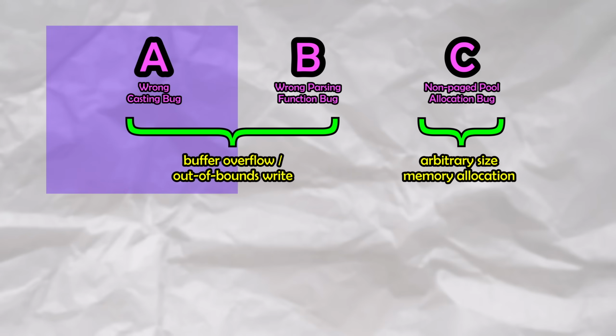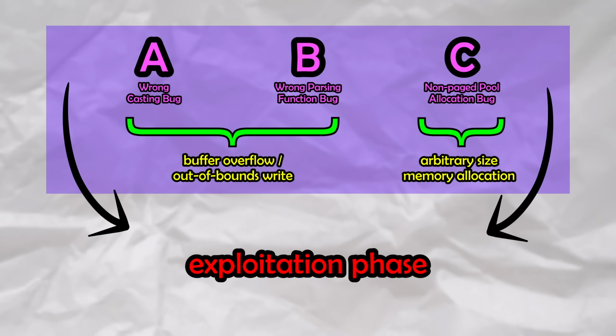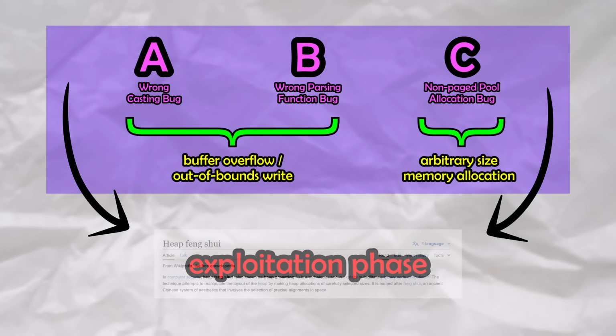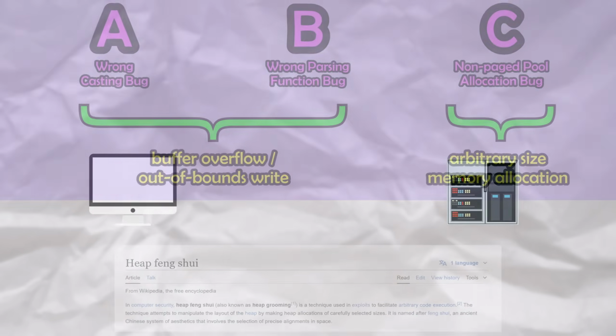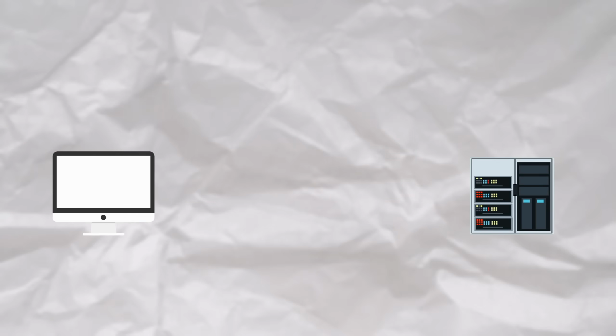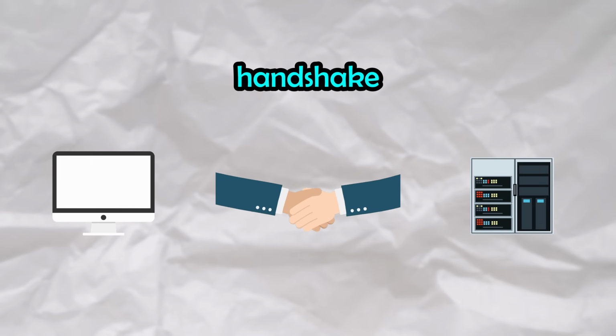However, all of these bugs are going to come together in the exploitation phase, where the non-paged pool of the target machine will be remotely groomed through a precisely choreographed sequence of packets. But I digress. Turning to bug C, let's see how we're able to force a memory allocation of arbitrary size. Before any SMB functionality takes place between two devices, such as the file sharing operations we saw before, the devices in question must complete an initial SMB handshake.